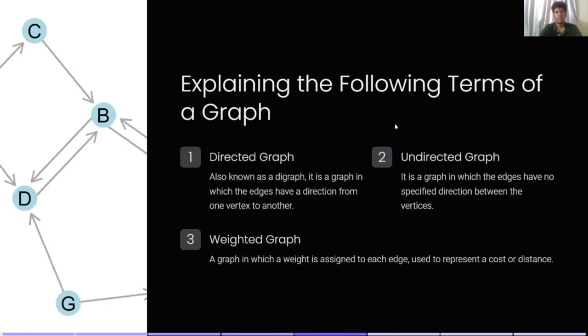Next we will be explaining the following terms of graph. There are three types of graph. First is directed graph, second one is undirected graph, and third is weighted graph. First we will be discussing directed graph, also known as a digraph. It is a graph in which the edge has a direction from one vertex to another. Undirected graph. It is a graph in which the edges have no specified direction between the vertices. Third is weighted graph. A graph in which a weight is assigned to each edge, used to represent a cost or distance.